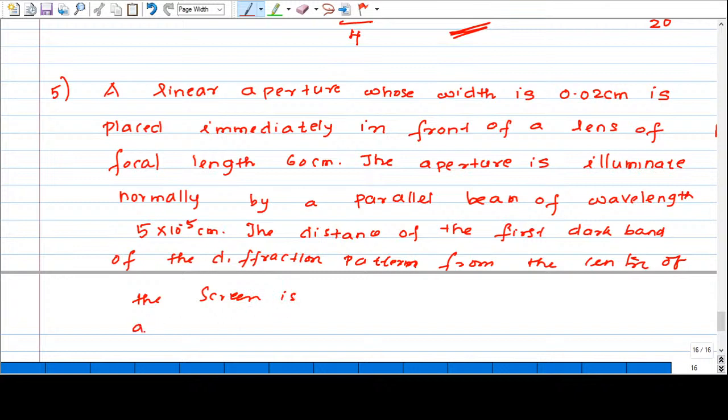Option A is 0.10 centimeter, option B is 0.25 centimeter, option C 0.20 centimeter, option D 0.15 centimeter. This question has been asked in NEET 2016.